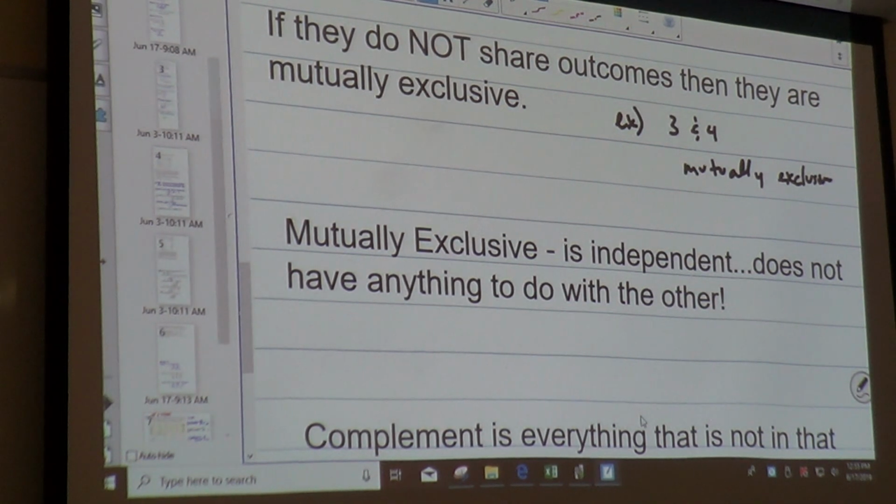And this is just some terminology to help us with the rest. Mutually exclusive is independent. It does not have anything to do with anybody else. It's single. Complement is going to be the not, everything that's not in that group. And I'm going to do lots of examples. I just want to make sure you know the vocabulary.